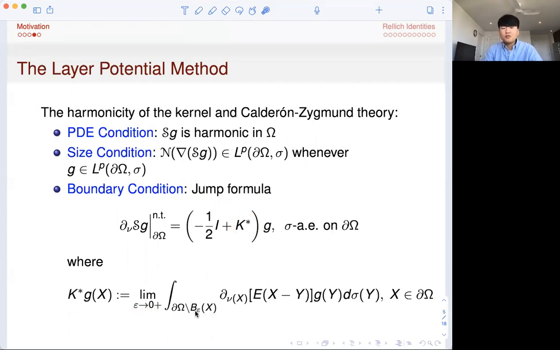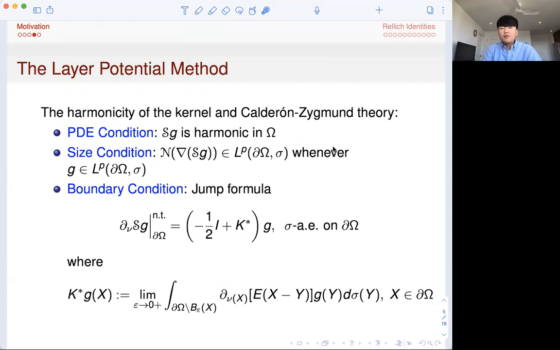And it pretty much looks like the double layer potential operator. But here we are taking the normal derivative with respect to X, whereas for the double layer, we take the normal derivative with respect to Y. So K star is the formal adjoint operator of the double layer potential operator.